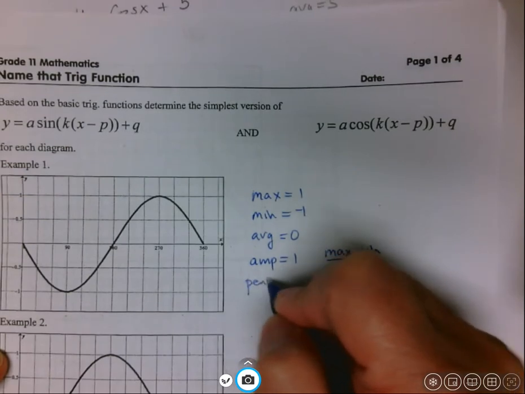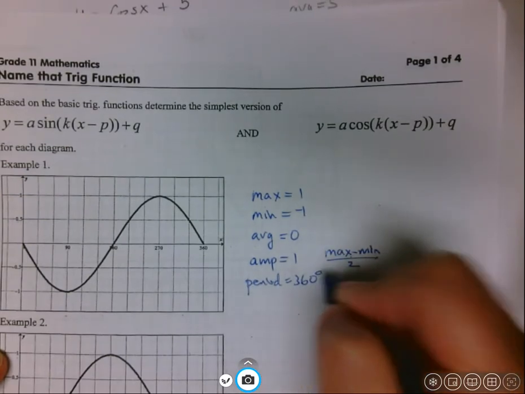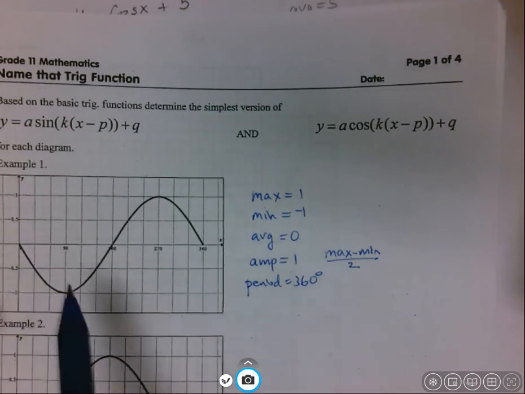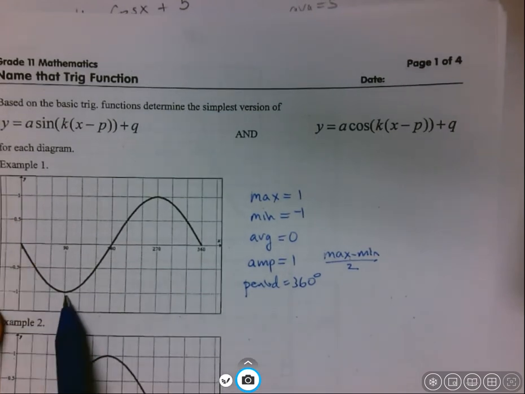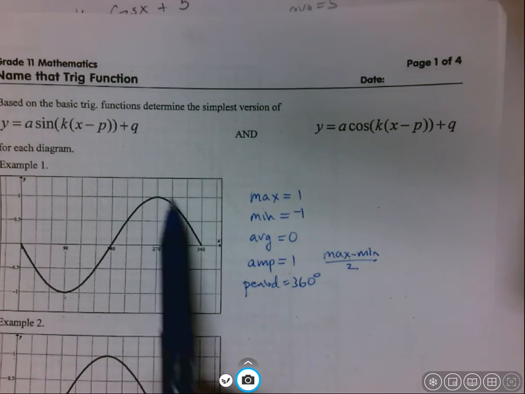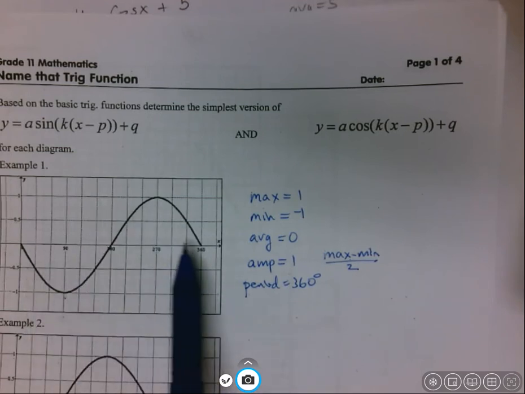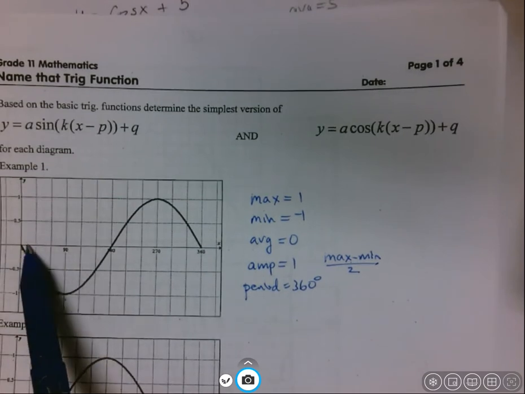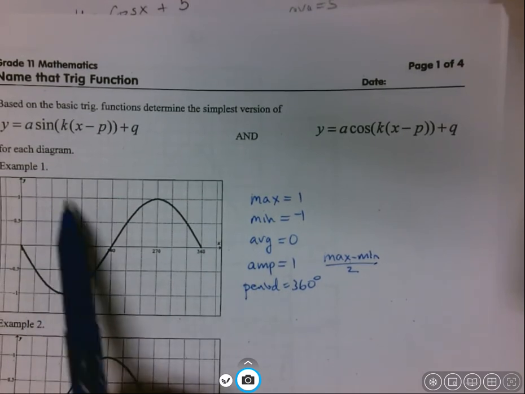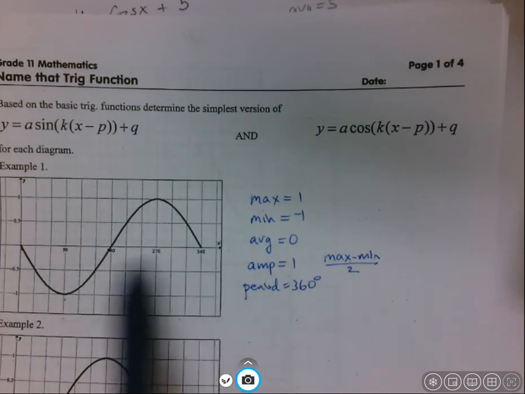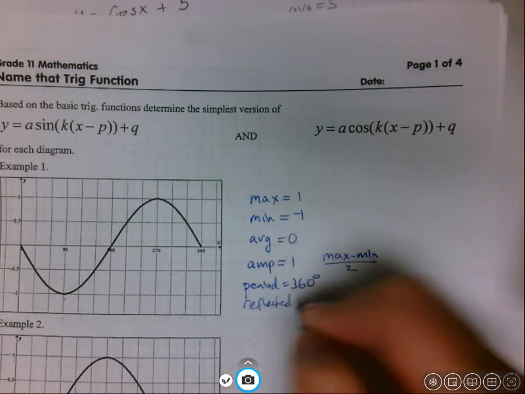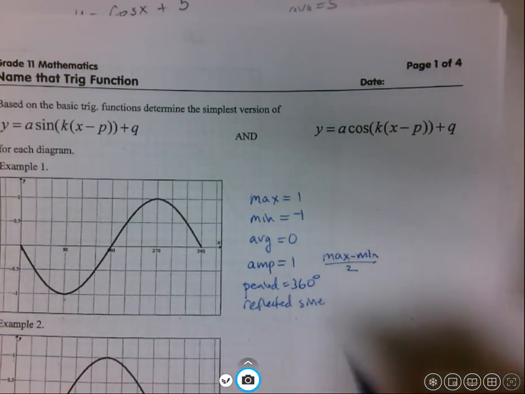Oh yeah, there's one more thing. The period is 360 degrees. So we can see that nothing has been done to this graph in terms of transformations, except that this is starting at the average and going down, and then back to average, then max and average. Sine and cos don't look like this, but this looks like sine. The difference is sine starts at the average and goes to the max, and then down to the average, min, and back. So this looks like a reflected sine. This is the vertical reflection.